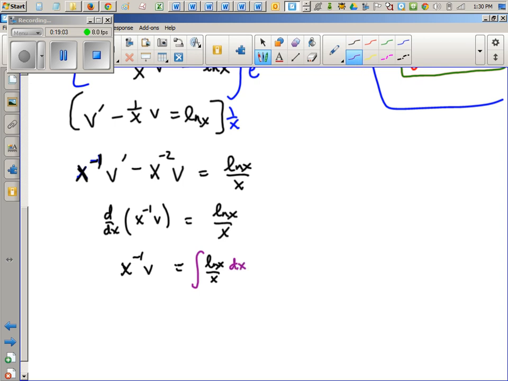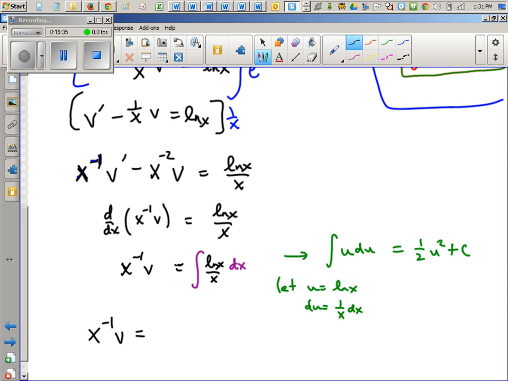This integral we're going to have to play around with a little bit. This is a little bit harder now. I think it's just ln squared. Let me show you why. If you let u equal ln x, du is 1 over x dx. So we just converted this integral to the integral of u du, basically, which is just 1/2 u squared plus c. Okay, so the left side is x to the minus 1 v. The right side is 1/2 ln x quantity squared plus c.